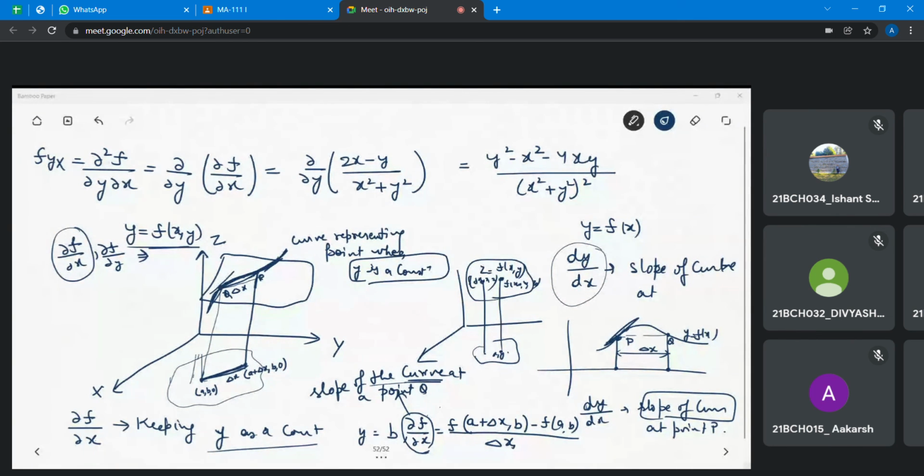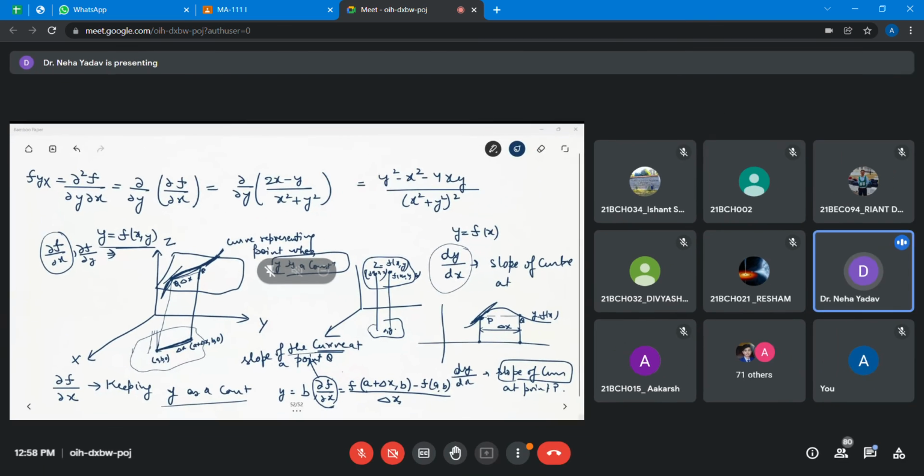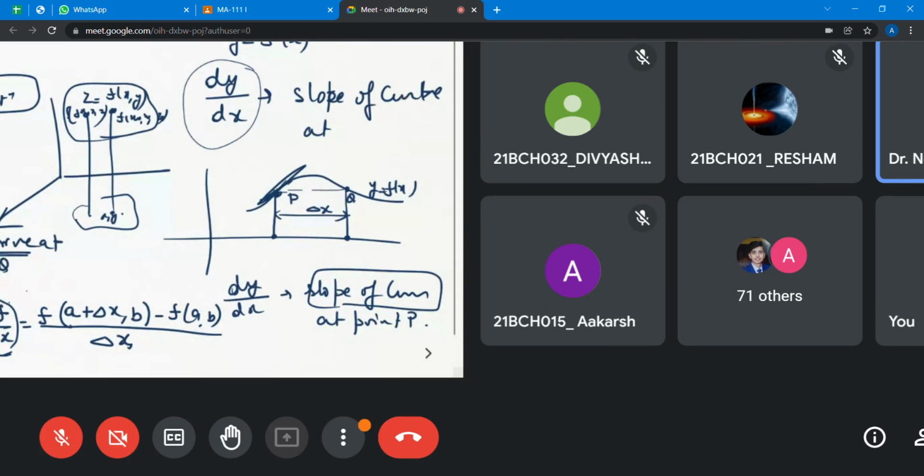Okay, so we just simply started the function of two variables and discussed what the derivative is. Now we will do a few more problems on calculating the partial derivatives and discuss results based on that in the next class.